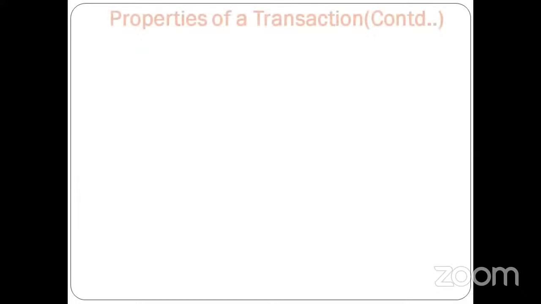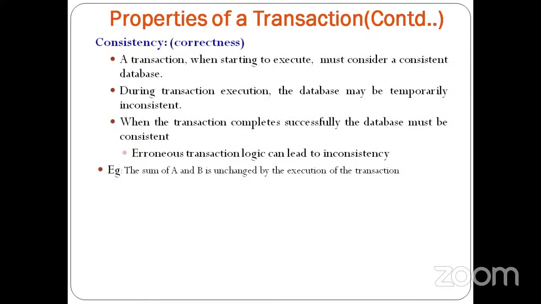Next, consistency is nothing but correctness. When a transaction starts to execute, it must consider consistency, nothing but correctness of the data. During transaction execution, the data may temporarily be in an inconsistent state, but after the transaction it will become complete and correct. So when the transaction completes successfully, the database will be in a consistent state.